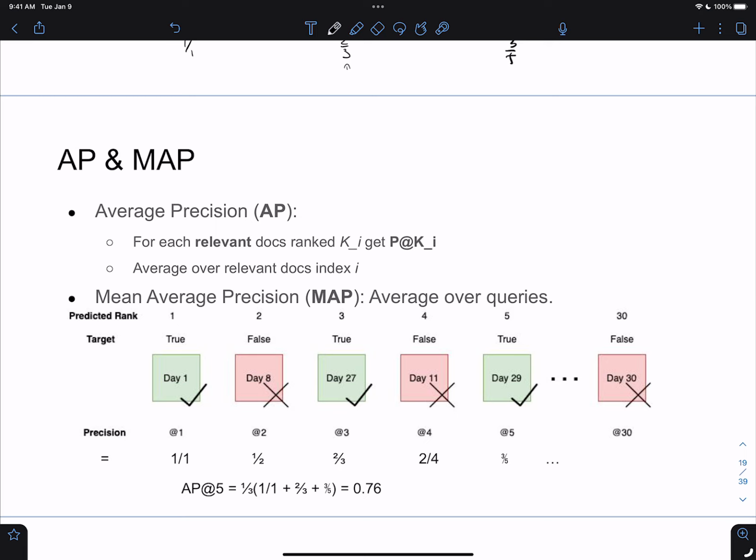And the average, let's say we have the values of 1 over 1 for precision at k here, 2 over 3 at precision at k at 3, and then 3 over 5 for precision k at 5. So the average precision for k at 5 is just going to be the sum of these up to that point, divided by 3, because you have 3 instances that are relevant. Okay.